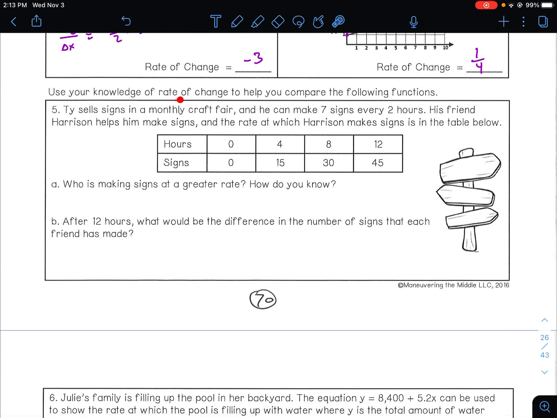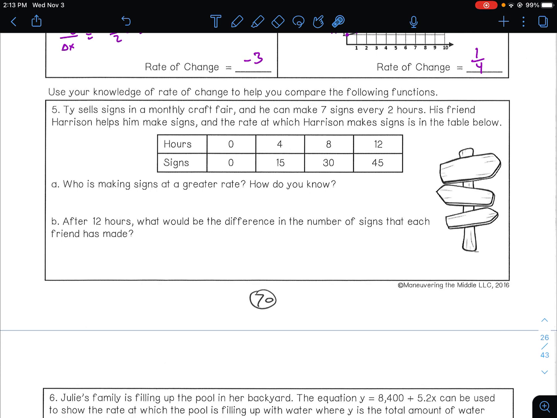Use my knowledge of rate of change to help me compare the following functions. All right. Ty sells signs in a monthly craft fair, and he can make 7 signs every 2 hours. His friend Harrison helps him make signs, and the rate at which Harrison makes signs is in the table below. So Harrison's signs, every 4 hours he makes 15. 4 more hours, he's got 30. 4 more hours, he's got 45. So who is making signs at a greater rate, and how do you know?